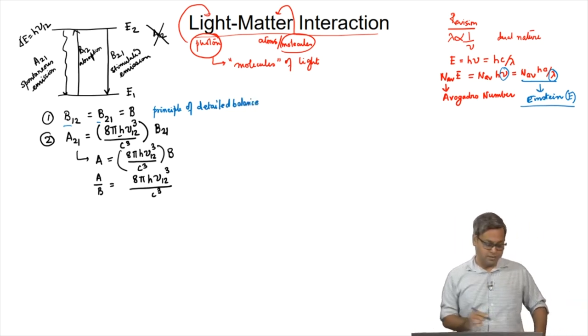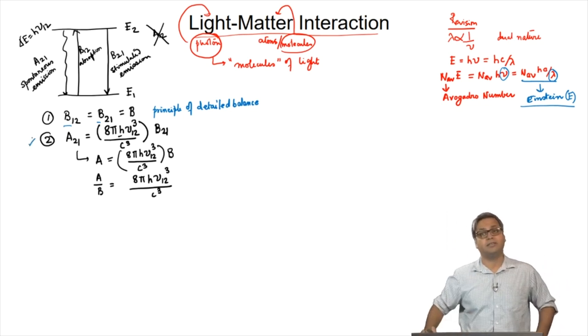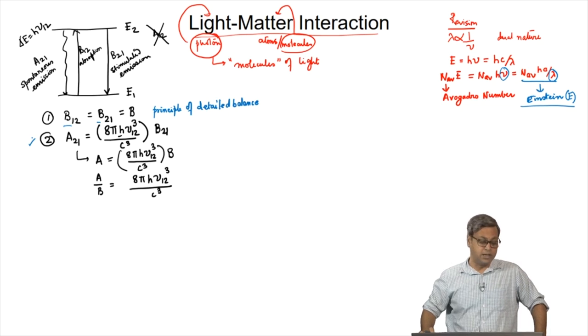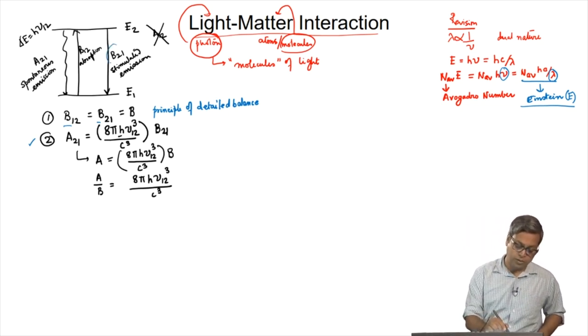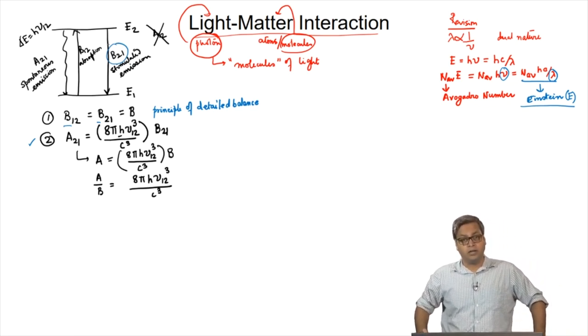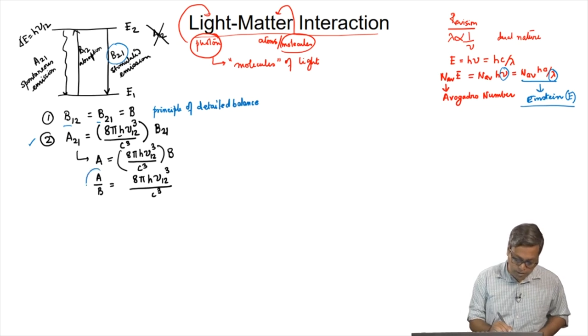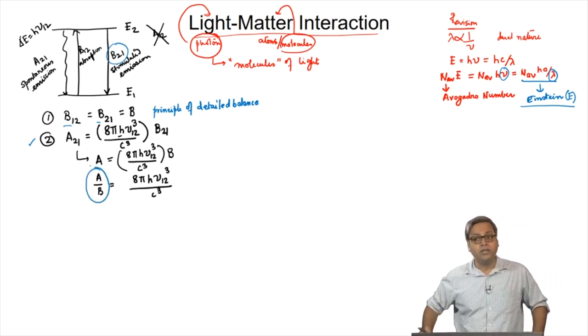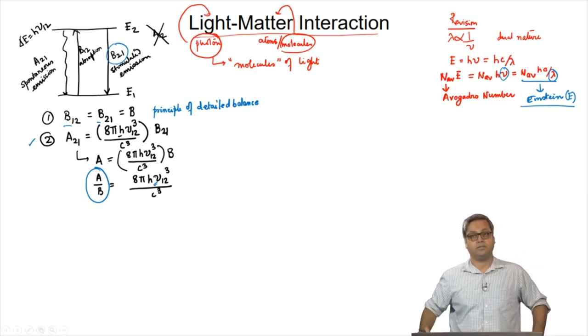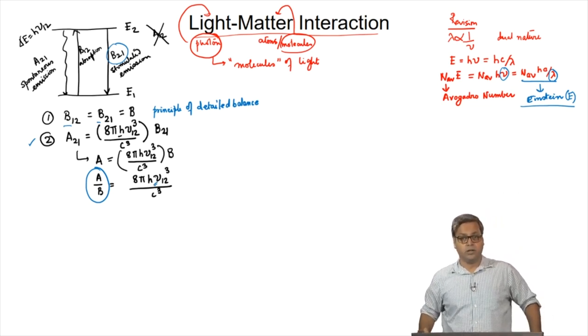The second relation indicates that the probabilities of the spontaneous emission, that is A21, and that of the stimulated emission, that is B21, are not the same. The ratio A by B depends on the frequency or the wavelength of light. For radiations with lower frequencies, the ratio of A by B is small.